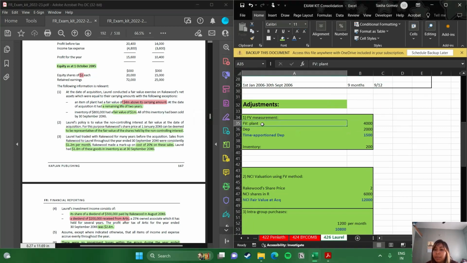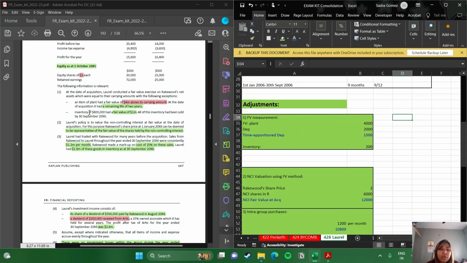So fair value plant 4 million, then you get your depreciation, which is it had a remaining life of 2 years. So 4 million divided by 2, that is your depreciation. Now remember that we have to time apportion our depreciation. So that will be 2000 into 9 divided by 2. So this will be your depreciation that you use in your cost of sales calculation.